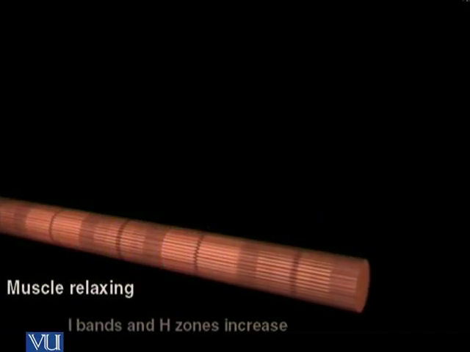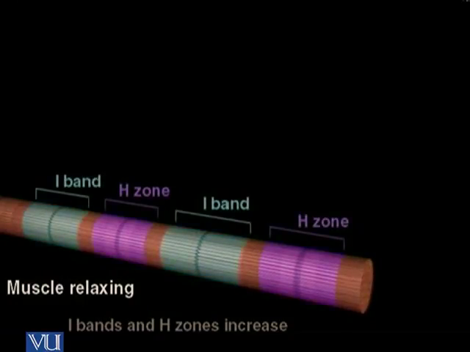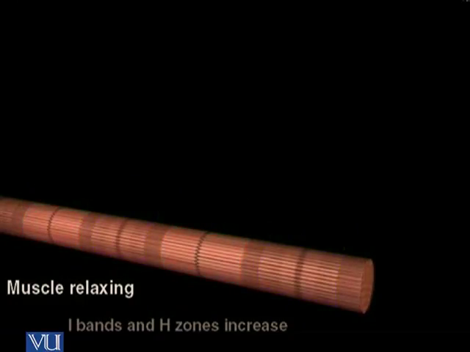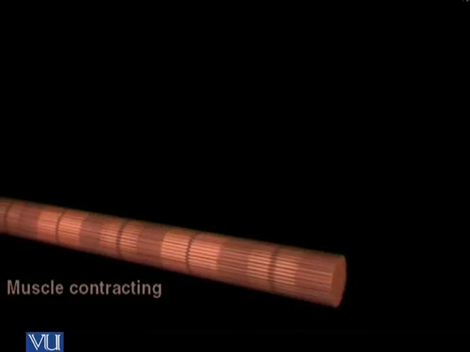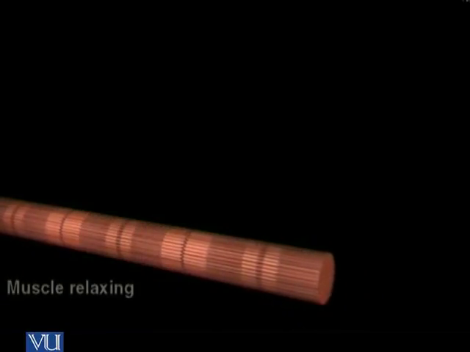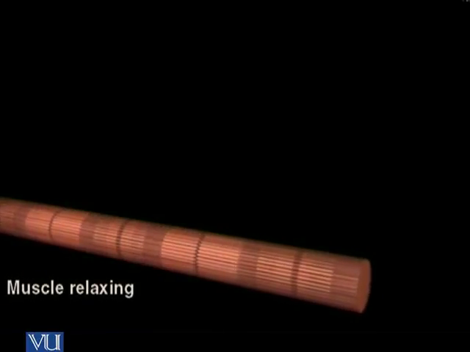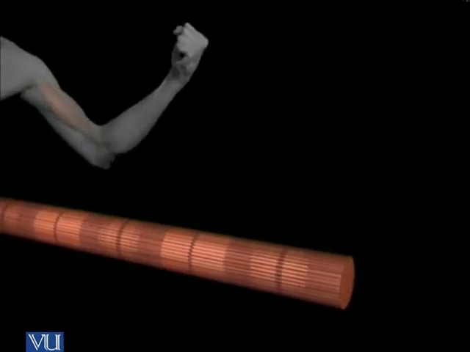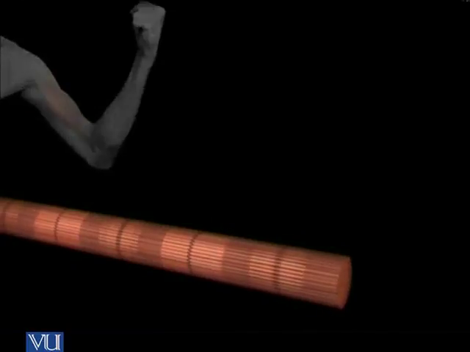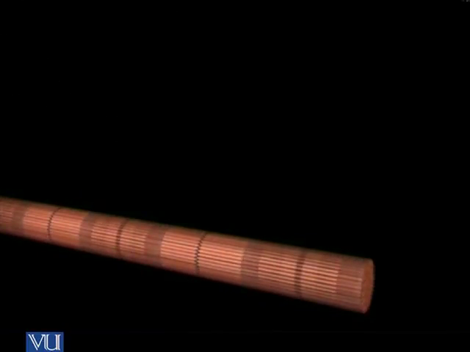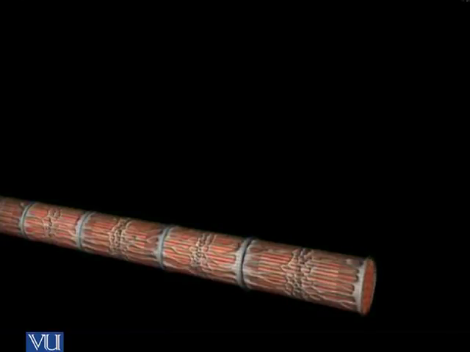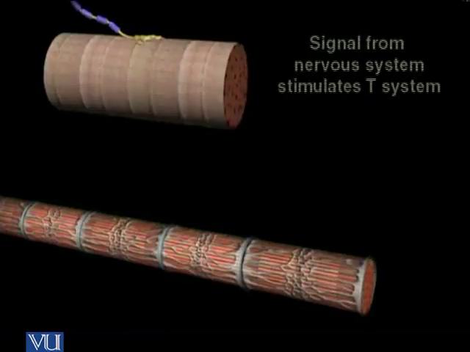This is muscle relaxing. And the same process repeating itself, relaxing and contracting. When you flex your arm, this is what basically you're doing. You're making your actin myosin filaments slide against each other. So now I'm going to show you a higher magnification.